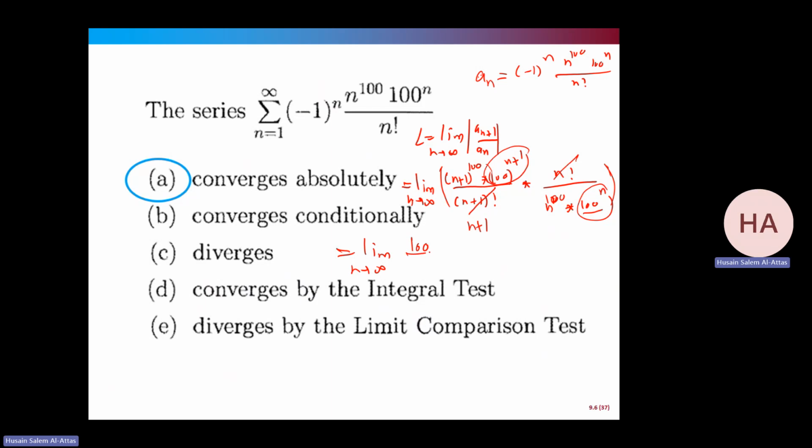Over n plus 1 times n plus 1 over n, all to the power 100. Now apply the limit, you will have what? This goes to infinity. So you have 100. This will be what? 1 to the power 100. So 100 over infinity, that will be 0. Less than 1, so it will converge absolutely.